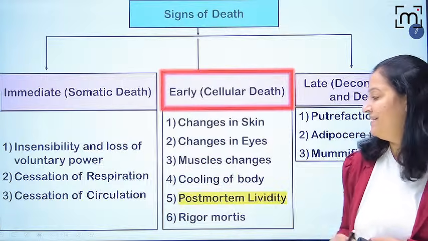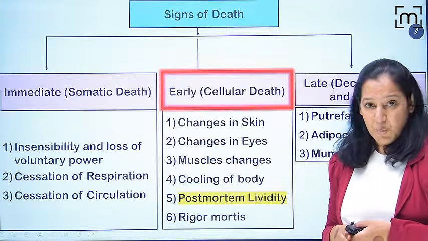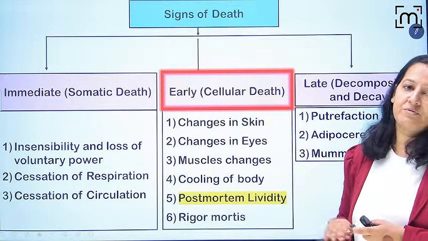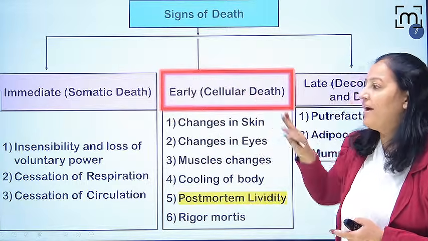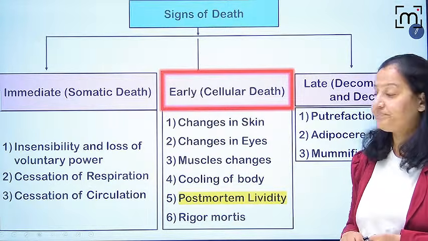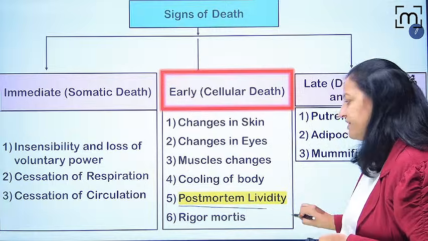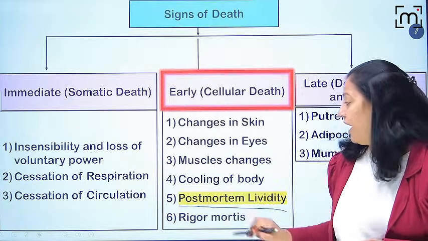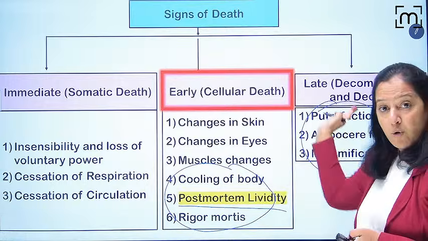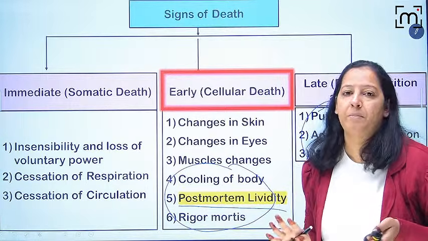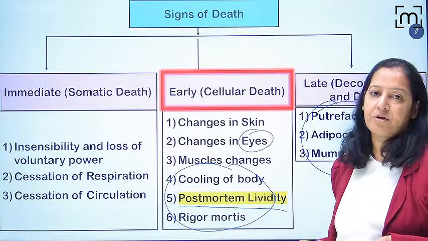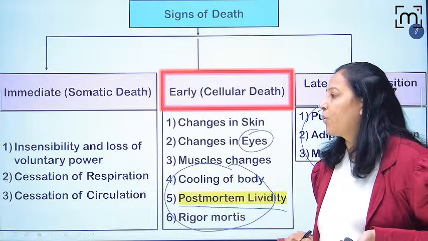Postmortem lividity. We are studying the early postmortem changes. The immediate ones are done, and in the early postmortem changes the first 4 are done, and I'm coming to the 5th one, postmortem lividity. Again, it's a long question. I told you, these 3 are ultra important, and these 3 are also ultra important. So out of the 12, 6 are super important. The remaining 6 are also good, but not very important. Eyes is also important, so these 7 are very important. The others are okay.